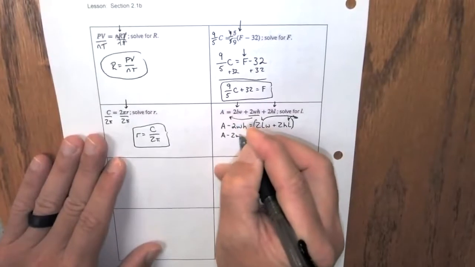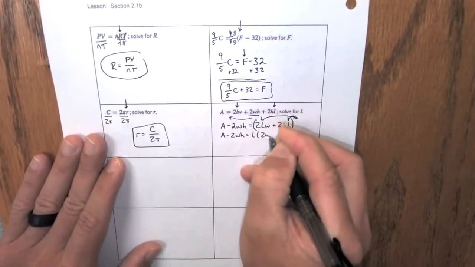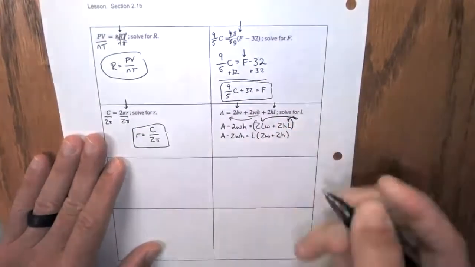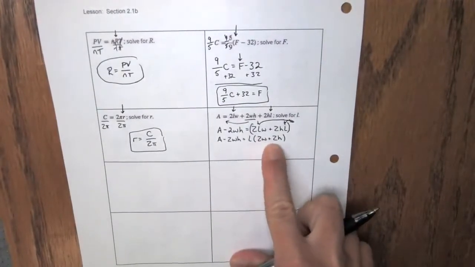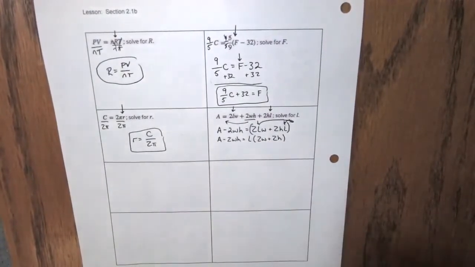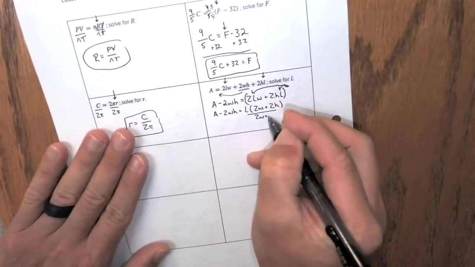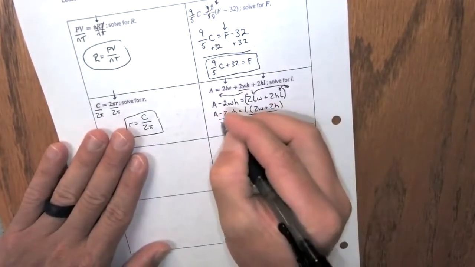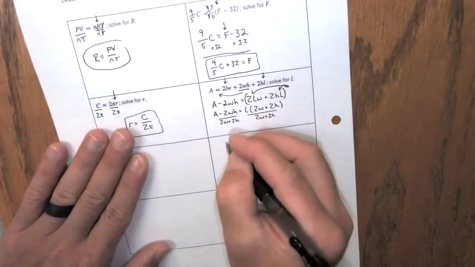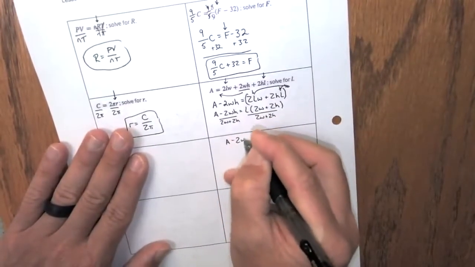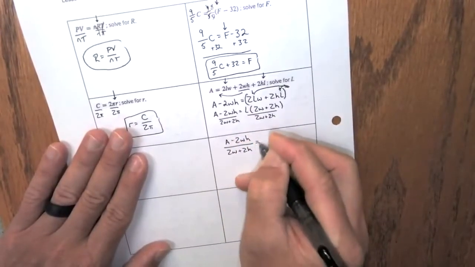So A minus 2WH is equal to L times 2W plus 2H. See how we just pulled it out? Now if I'm multiplying by all this, how can I get this to the other side? Divide it. Divide this by 2W plus 2H. And so my answer: A minus 2WH over 2W plus 2H is equal to L.